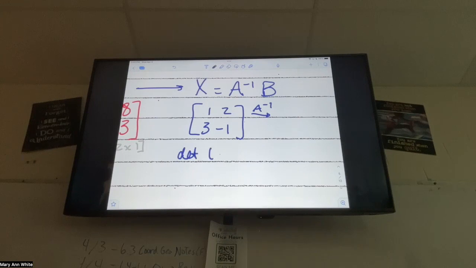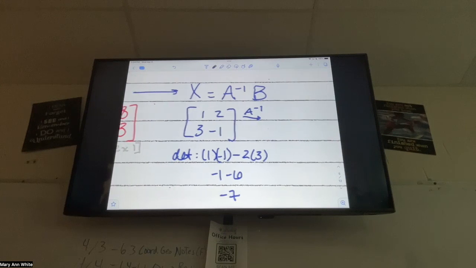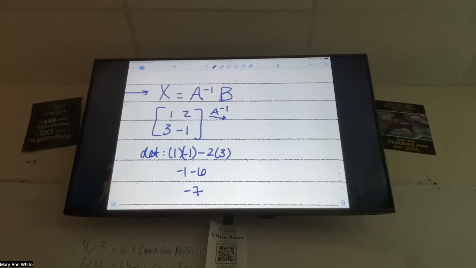So I'm gonna do 1 times -1 minus 2 times 3. -1 minus 6, and so I get -7. Then we're gonna take 1 over -7 and multiply it by my scrambled up matrix. So I'm gonna do my A and D switch, so I got -1 first and 1 last. And then my B and C stay in the same spot, but they go negative.